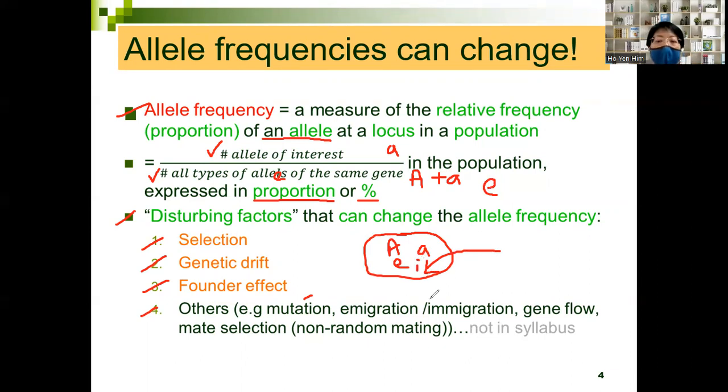Okay. Emigration and immigration. Emigration means going out. So in this population, suddenly this individual with small e goes out. So there's no more small e, right? So the allele frequency changes again.